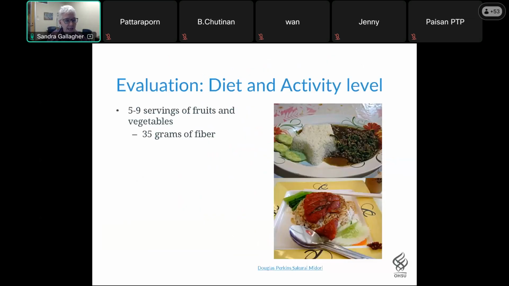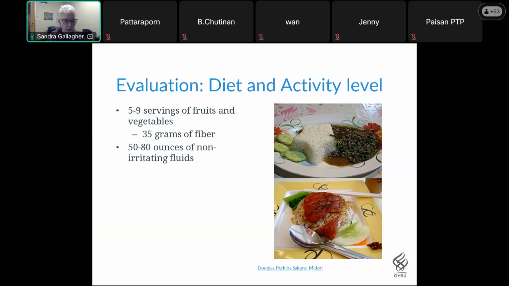Generally, for diet, we really want to influence that people get multiple servings of fruits and vegetables per day with a target of 35 grams of fiber, about 50 to 80 ounces of non-irritating fluid.